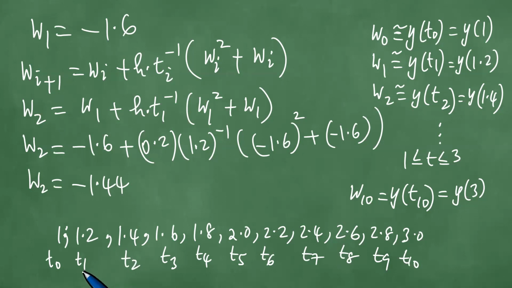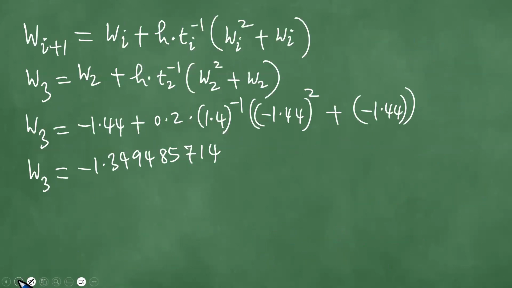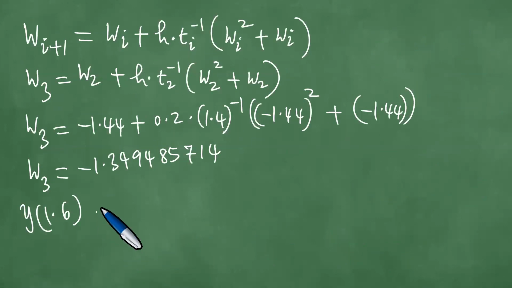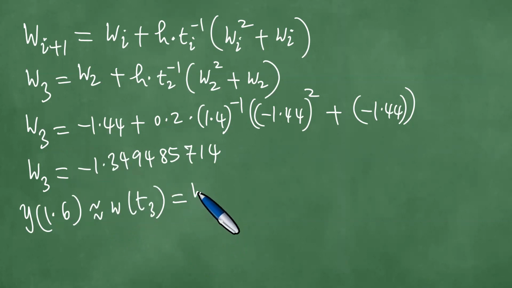Okay. Now, for example, Y at 1.6. Right, because we said that the 1.6 corresponds to T3, so it approximates W at T3, which is the same as W3.